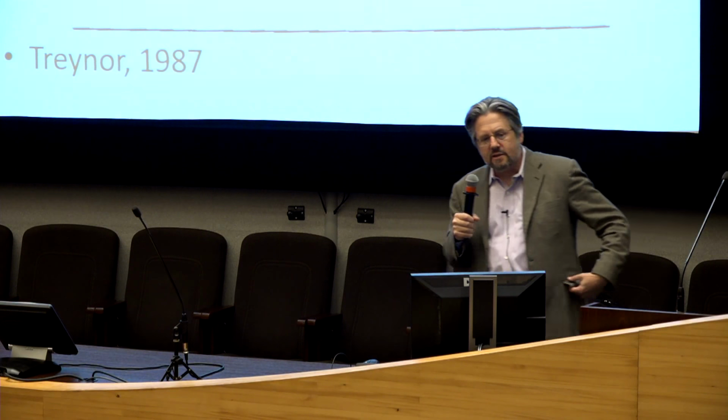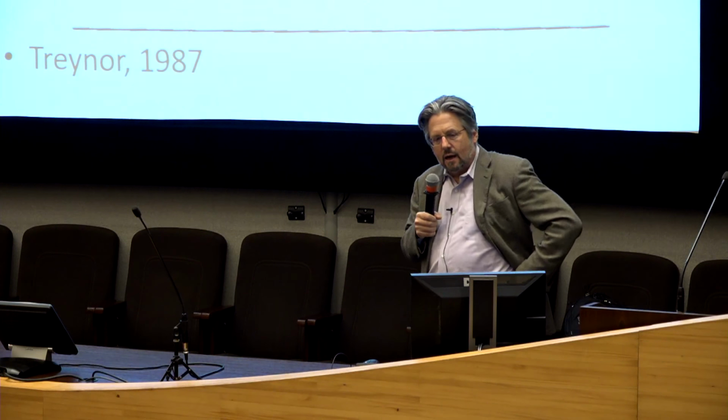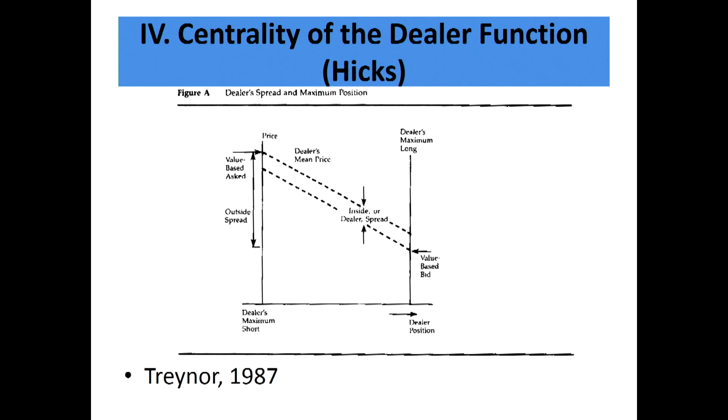Here's the model of the economics of the dealer function that I have used for teaching purposes. There are other versions of this that have algebra associated with them, but I think this helps to understand. I give the name Hicks for his wonderful 1989 book, The Centrality of the Dealer Function, but he doesn't mention this model. Okay, his book is entirely verbal, but just 2 years before that, Jack Treynor wrote a very nice little article called The Economics of the Dealer Function, and that's where this diagram is coming from.